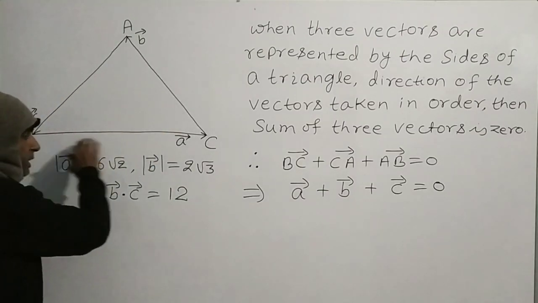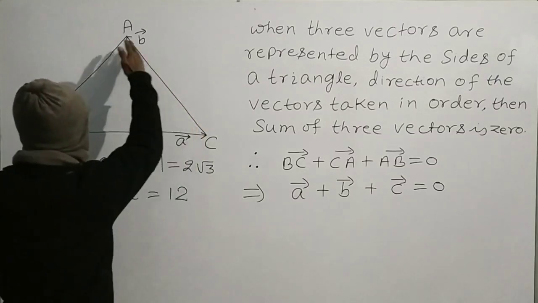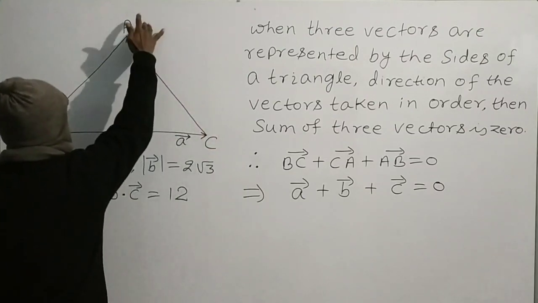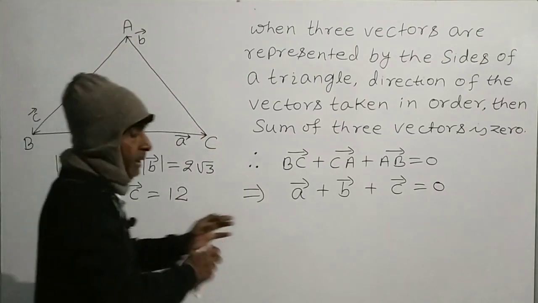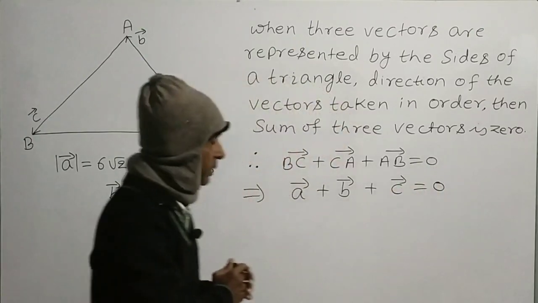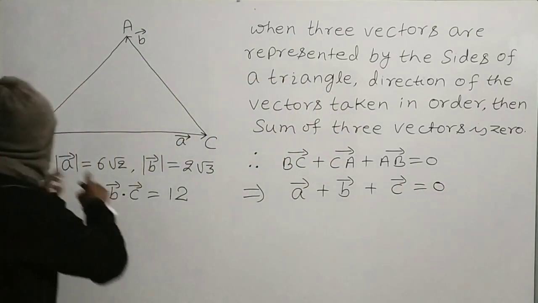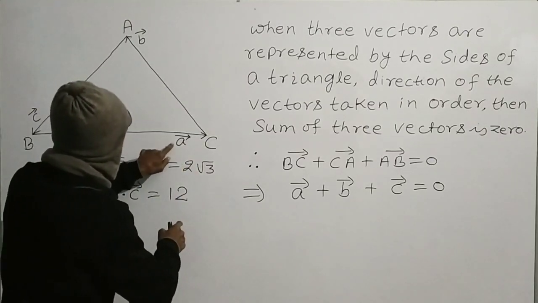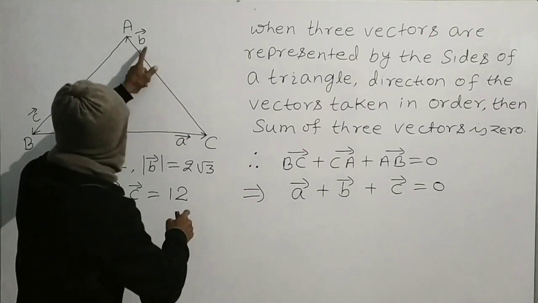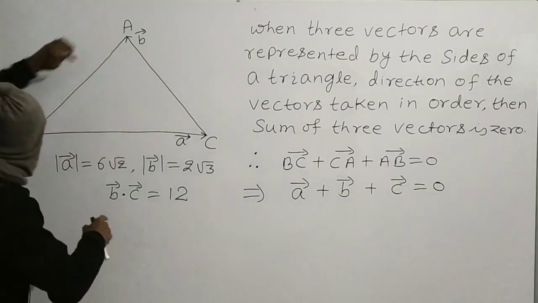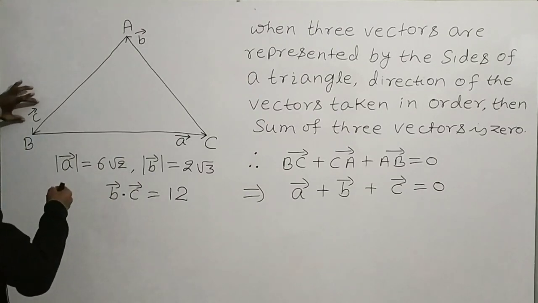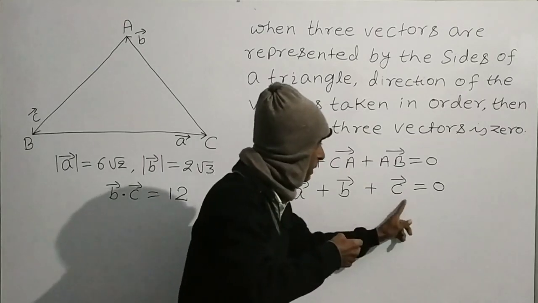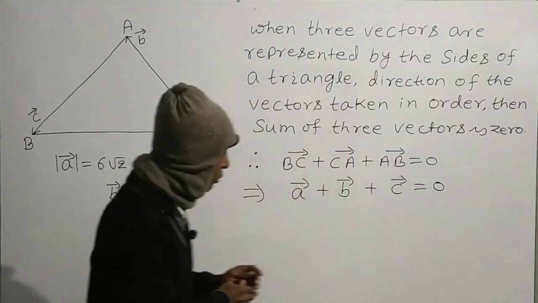Then sum of these three vectors represented by the sides of the triangle, vector BC plus vector CA plus vector AB, is equal to 0. But in the question it is given that vector BC is represented by vector A, vector CA is represented by vector B, vector AB is denoted by vector C. Therefore, vector A plus vector B plus vector C will be equal to 0.